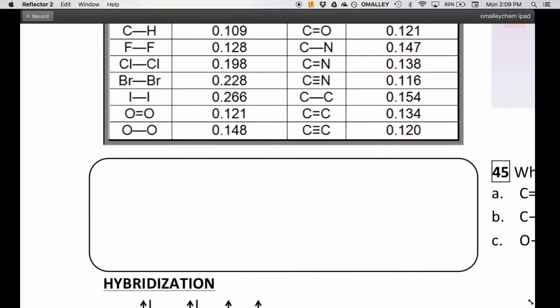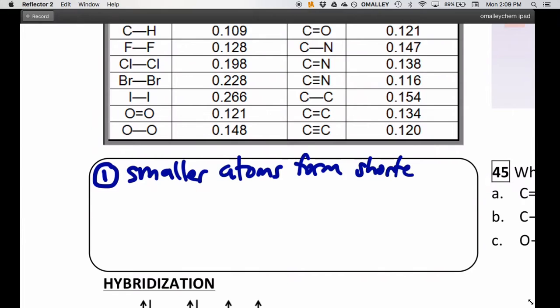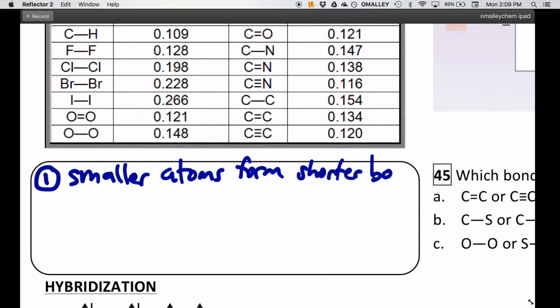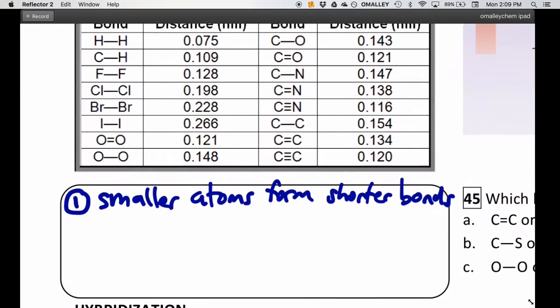There are actually two I want to write down, and hopefully you came up with at least one of these. The first one is that smaller atoms form shorter bonds. I can see that if I compare, let's say, the bond between two fluorine atoms with the bond between two bromine atoms. The larger bromine atoms form a longer bond than the smaller fluorine atoms.